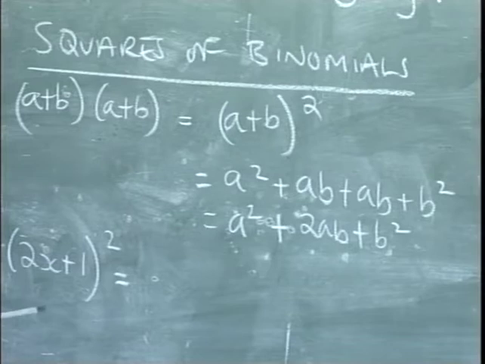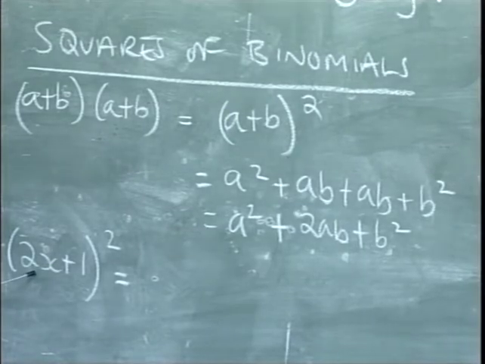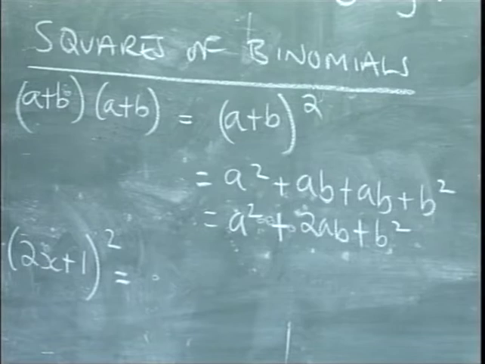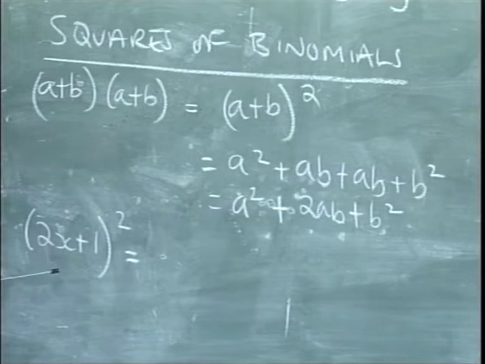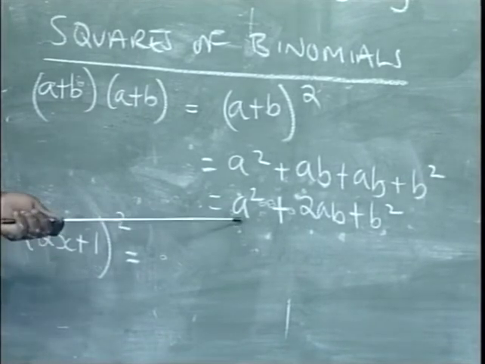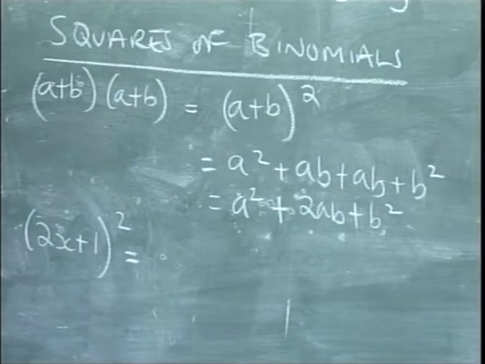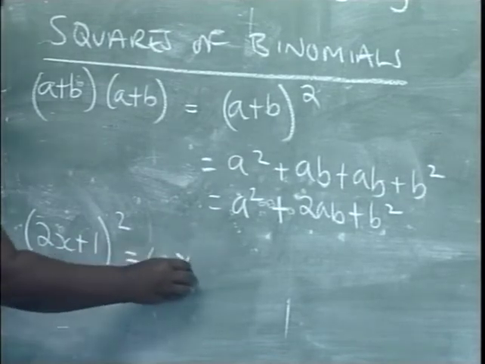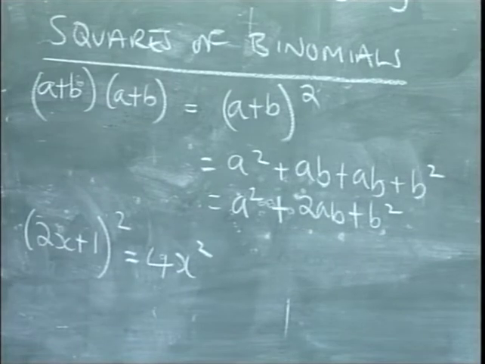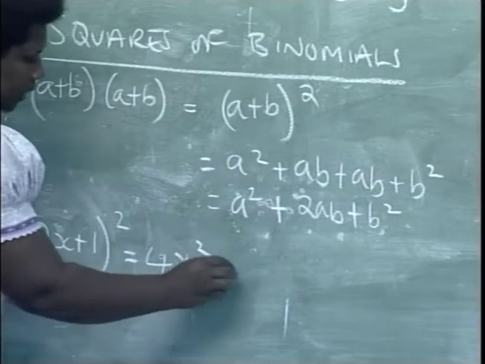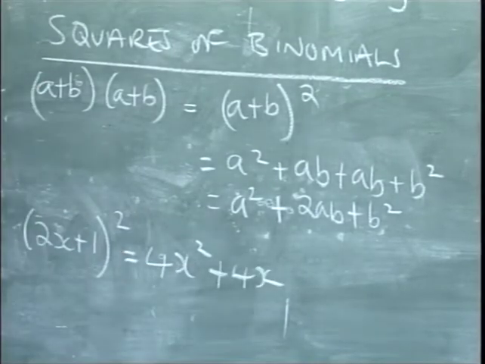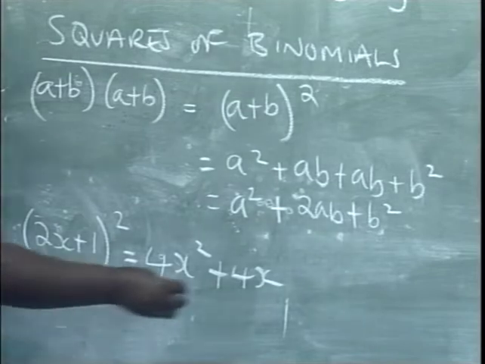So if you are asked to square 2x plus 1, you can rewrite it as 2x plus 1 times 2x plus 1, but there is really no need. If I am to follow this, I square 2x, which is 4x squared, and the middle term is going to be 2 times 2x, which is 4x, times 1. All right, 2 times 2x is 4x, 4x times 1 is 4x. And then 1 times 1 will be 1.